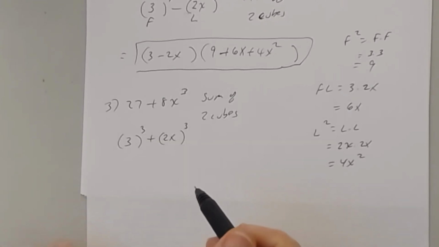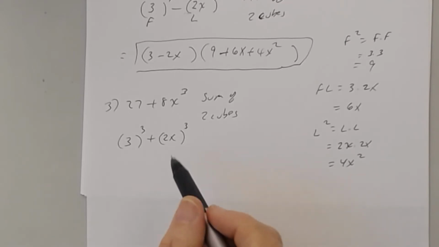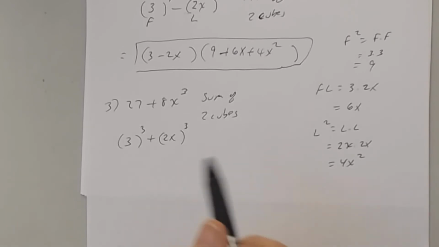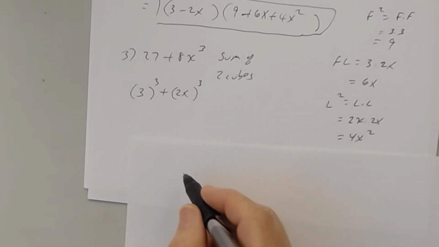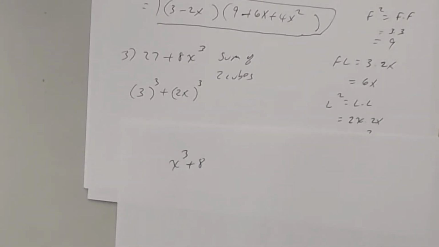Now, don't confuse that with the sum of two squares. The sum of two squares cannot be factored, but the sum of two cubes can be factored. So for example, let's look at that. What if I wanted to factor x cubed plus 8? That's the sum of two cubes.